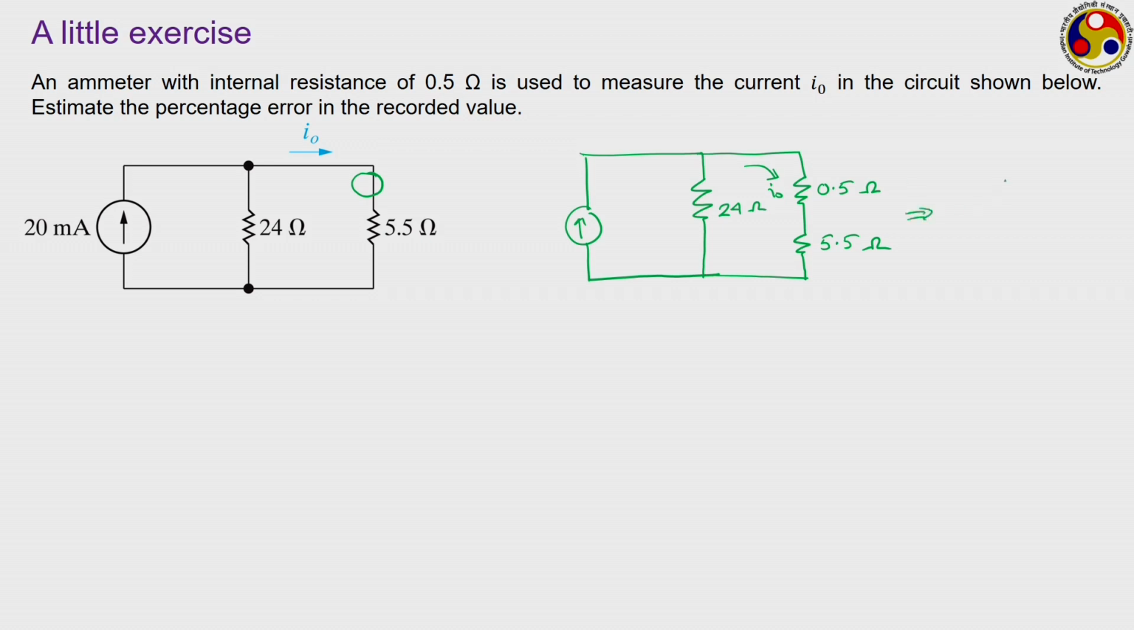Now, this particular circuit can be converted to an equivalent resistance form. So, we have this as 24 ohm, and this one can be the equivalent resistance of 5.5 plus 0.5, which is 6 ohm, and a 20 milliampere source. So, how can we calculate this?